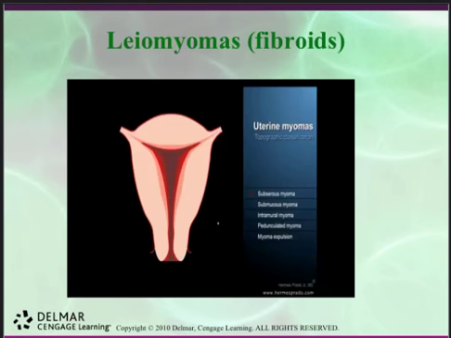Okay, fibroids are the most common tumors in the female reproductive system. They tend to calcify after menopause, and they can occur in about 40% of women after menopause. So let's take a listen to fibroids.